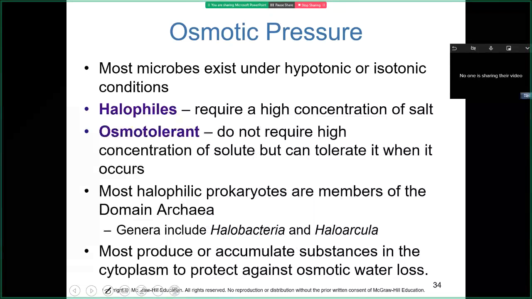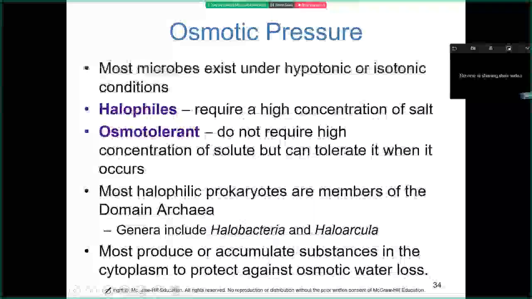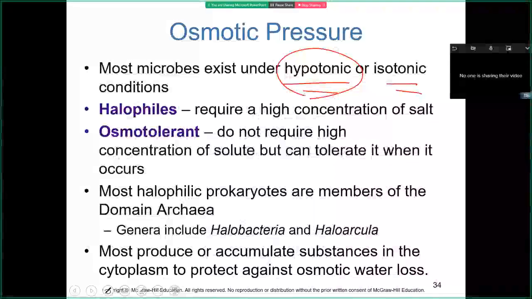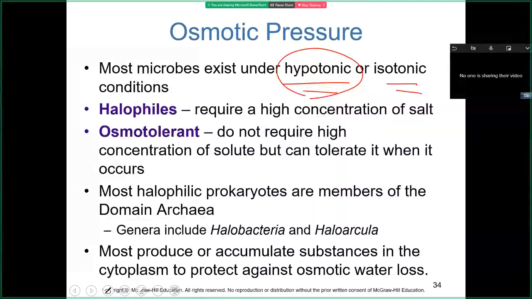So most organisms exist under relatively hypotonic or isotonic conditions. Most bacteria would prefer, say, a freshwater setting, which is hypotonic. So water in a pond, the water in a creek or something like that, or water in soil.